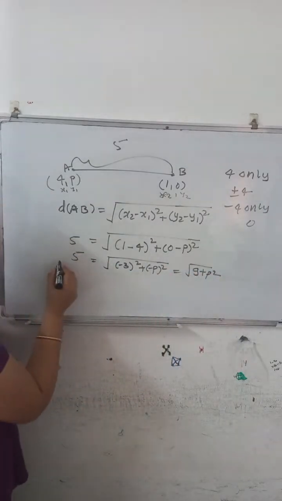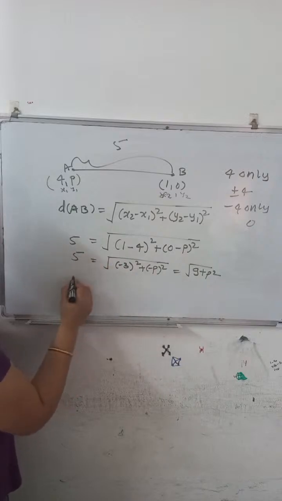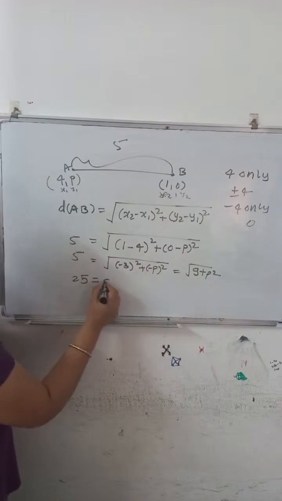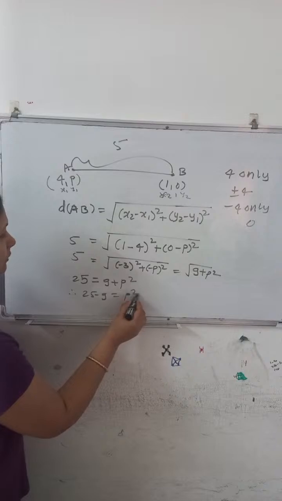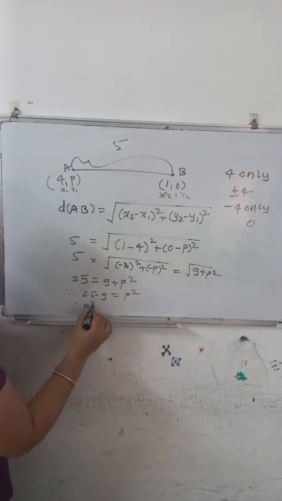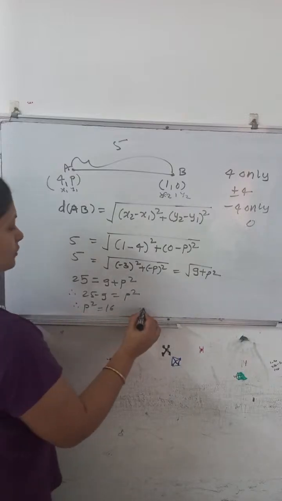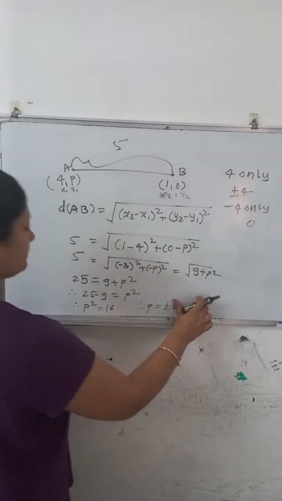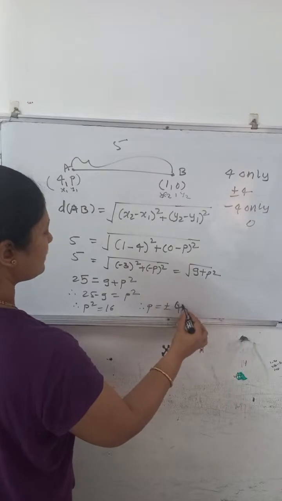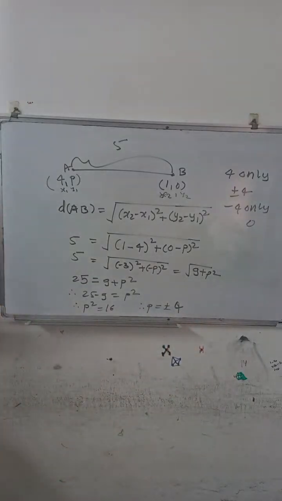So I can square on both the sides. This will become 25 equals 9 plus p square. Therefore we can write 25 minus 9 is equal to p square. So here p square is equal to 16. So we can write p is equal to plus or minus 4, because the square root of 16 is nothing but 4. So the option is plus or minus 4.